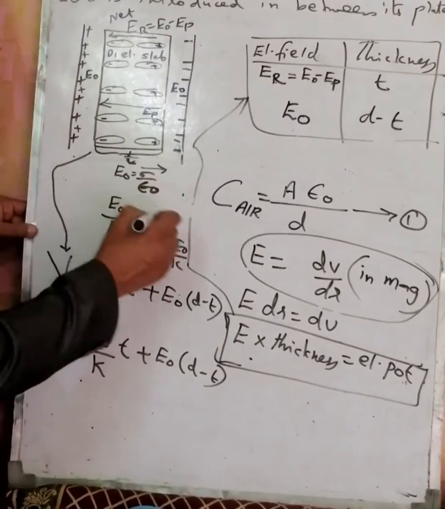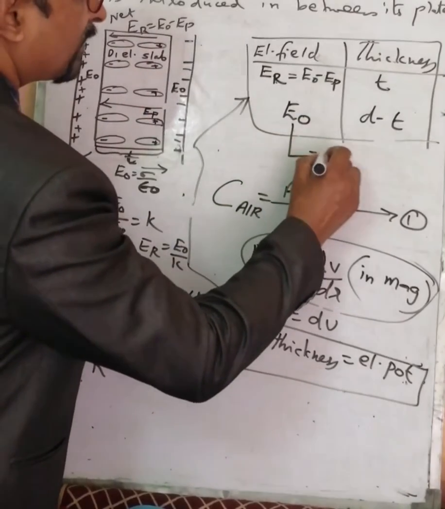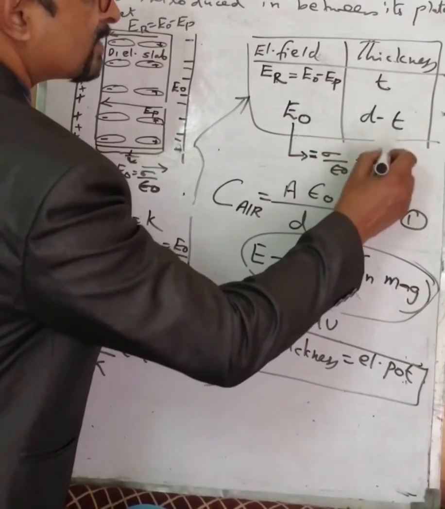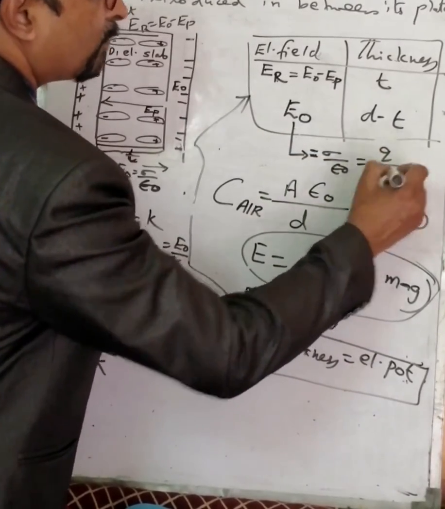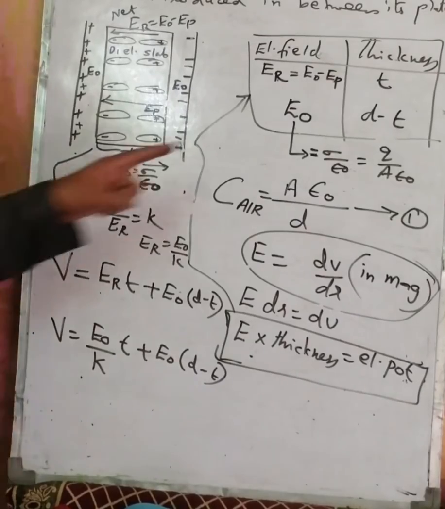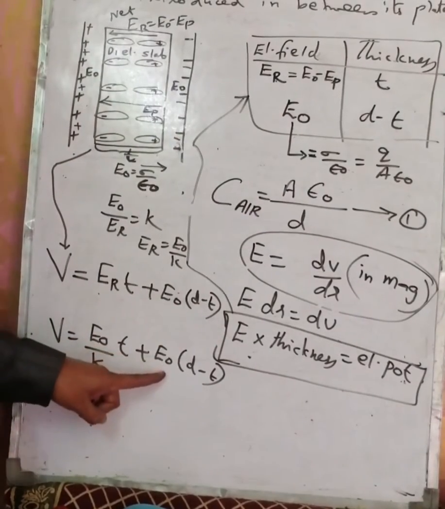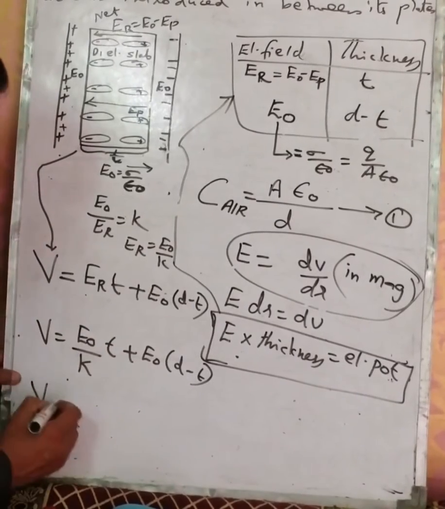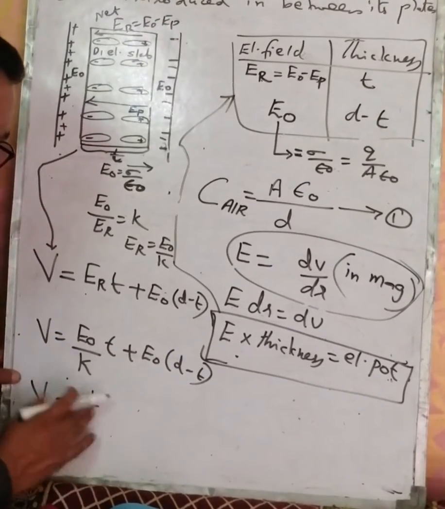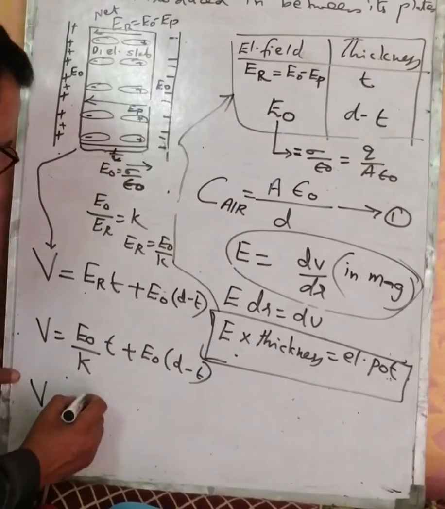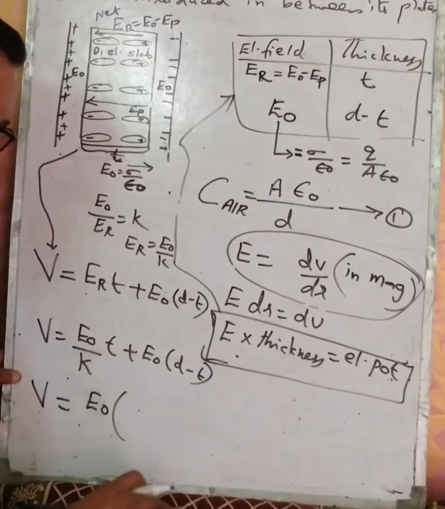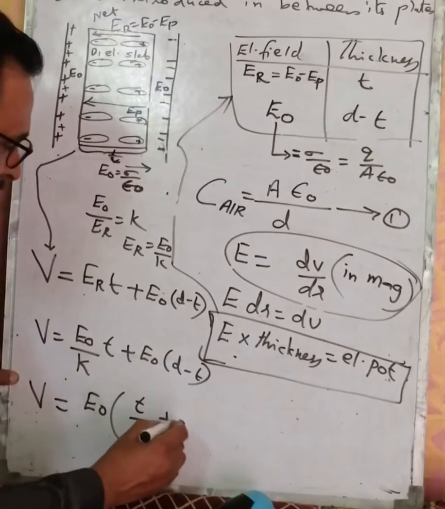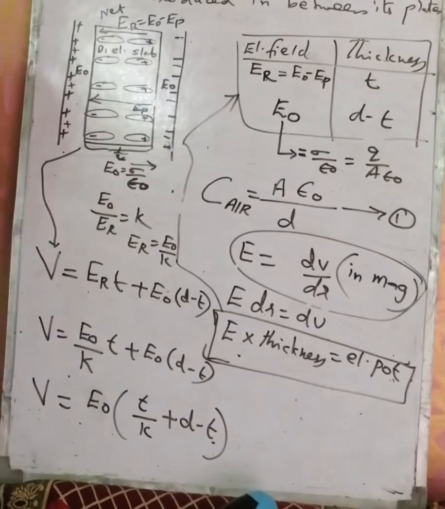Many times we repeated the same. So instead of E naught, you can write sigma by epsilon naught. And what is sigma? Sigma is Q by A. So Q by A epsilon naught. So instead of this E naught, you can write Q by A epsilon naught. So this equation becomes V is equal to E naught, you can take as common factor. Then what is there inside the bracket? There is t by K plus d minus t.